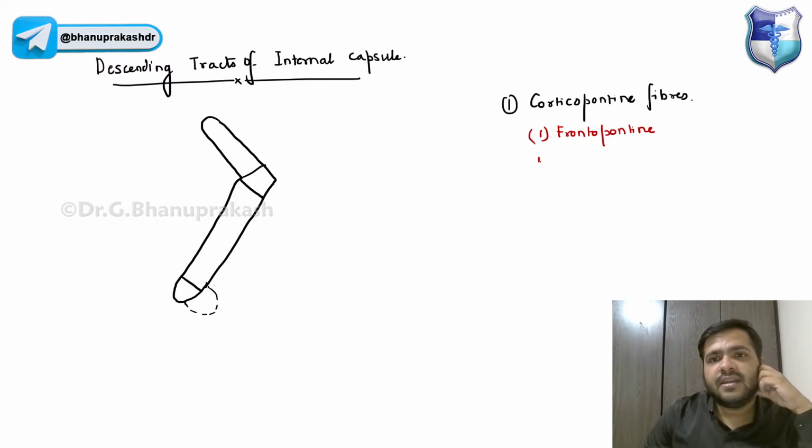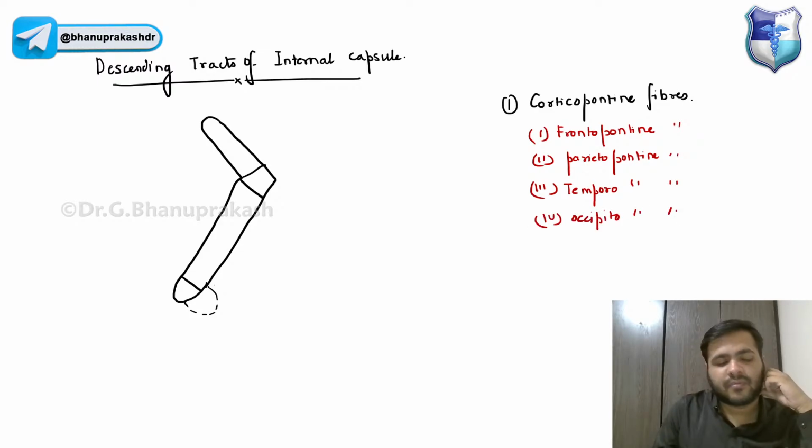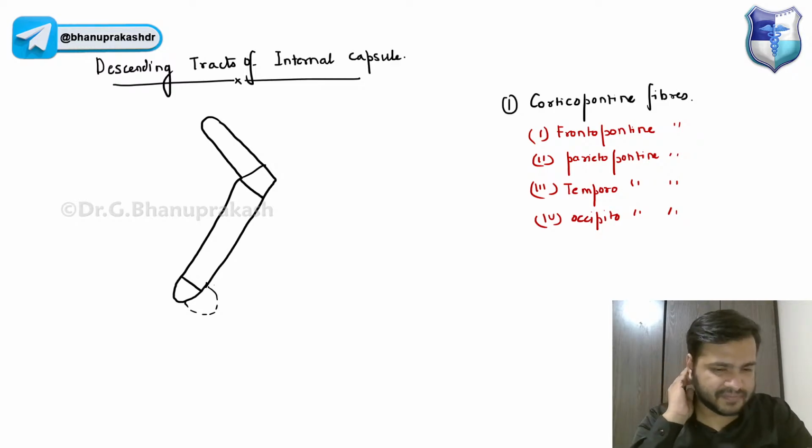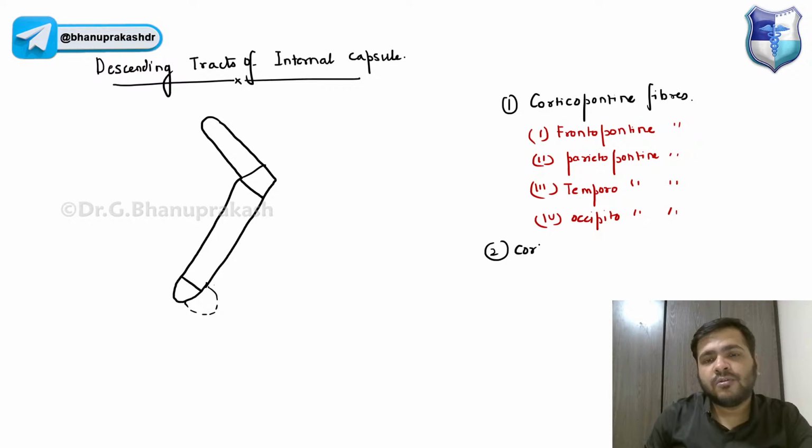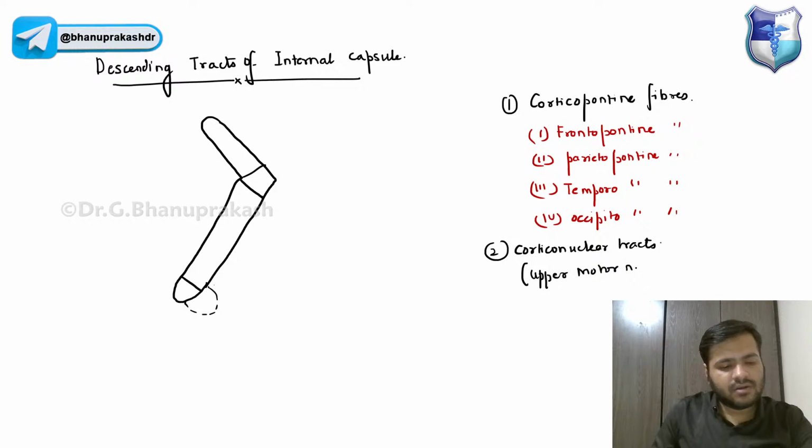frontopontine fibers, parietopontine fibers, temporopontine fibers, and occipitopontine fibers. Apart from that, guys, we also have the corticonuclear tracts. Basically, these are the upper motor neurons of the cranial nerves.